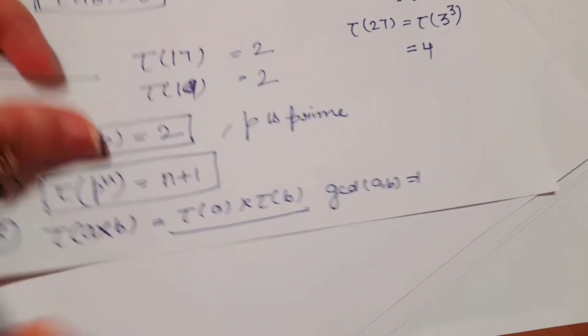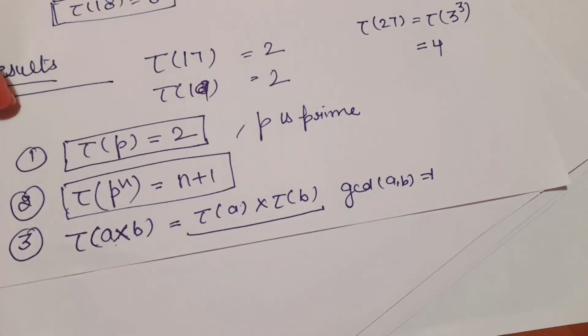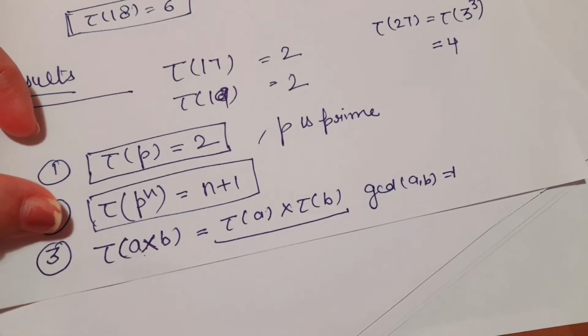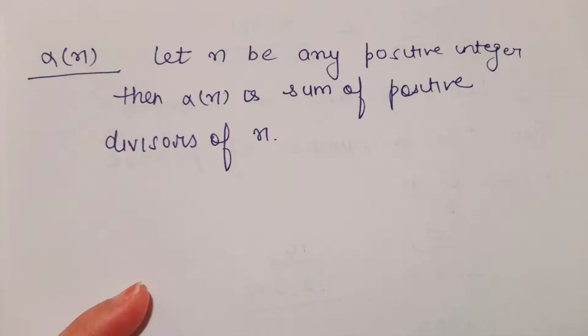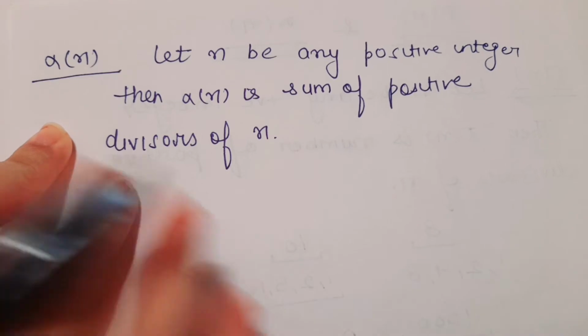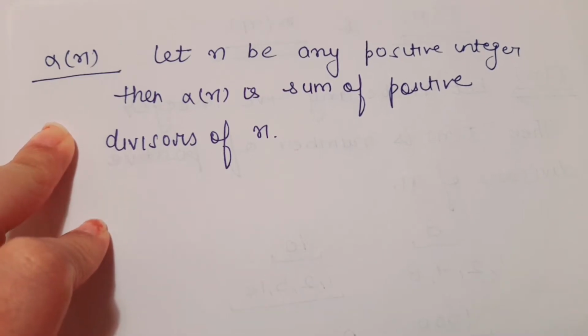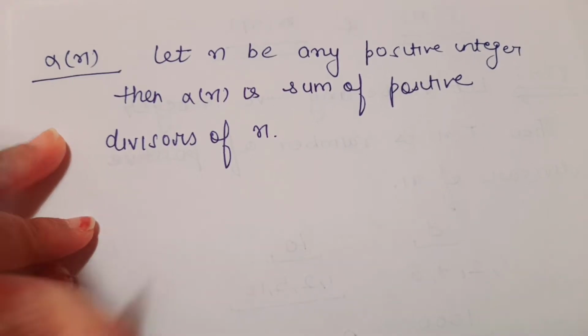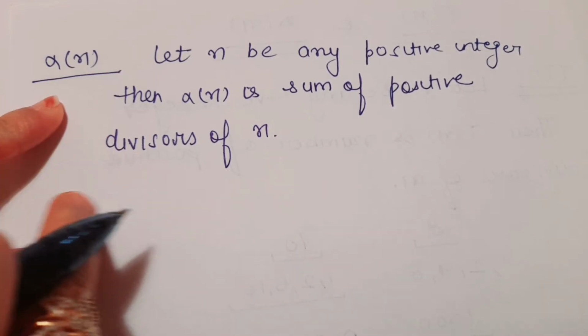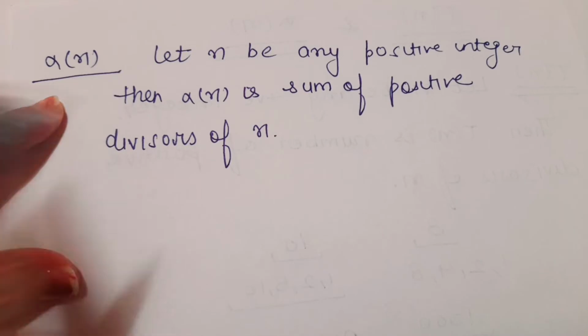Okay, so these were some results so that you can easily calculate tau n. Now we will see sigma n first, and then we will jump to some short tricks related to tau n and sigma n. So now we come to sigma n. We have studied tau n, the number of positive divisors of n. What is sigma n? If we add the positive divisors of n, then we will get sigma n.